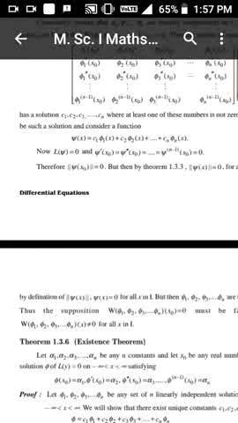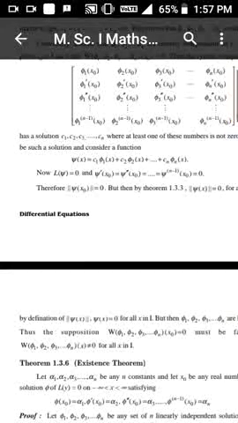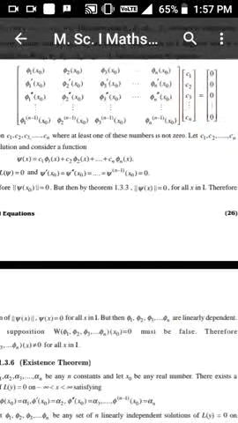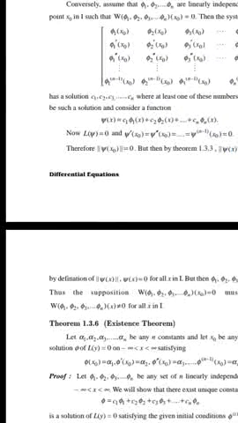has non-trivial solutions c1, c2, ..., cn, where at least one of these numbers is not 0. Let c1, c2, ..., cn be such a solution and consider a function psi of x equal to c1 phi1 of x plus c2 phi2 of x plus ... plus cn phi n of x. Now L of psi is equal to 0.